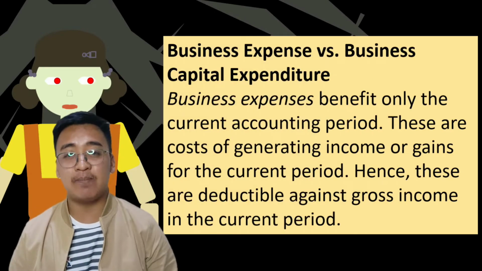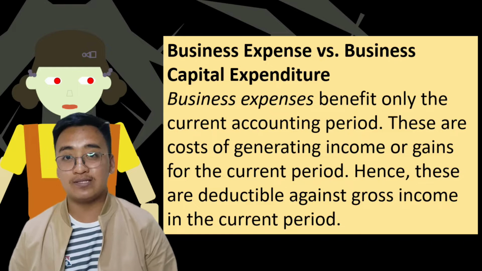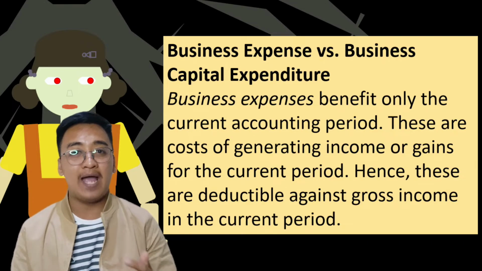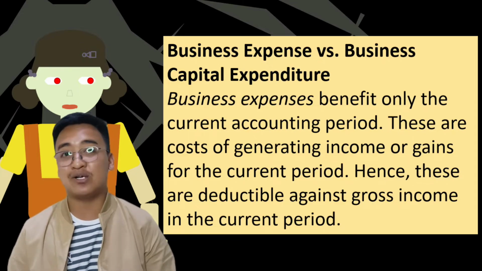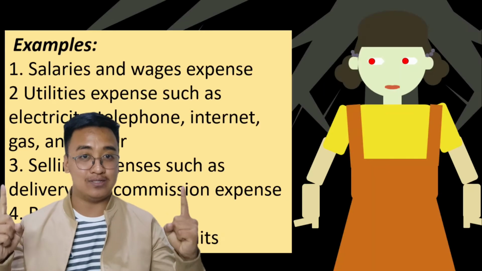Moreover, after we distinguish business expense versus personal expense, let us now differentiate business capital expenditure from business expense. Business expenses are beneficial only to the current accounting period. These are costs of generating income or gains for the current period. Hence, they are deductible against gross income in the current period. And these are the examples.